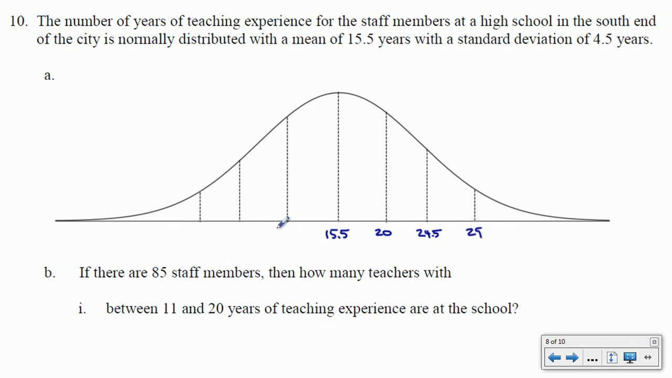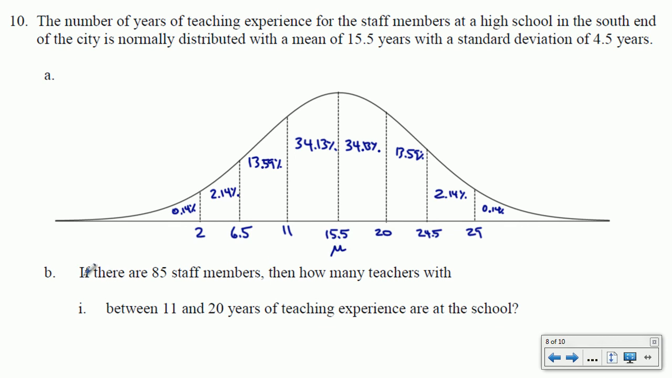In the other direction, we have 11, 6.5, and 2. And the percentages for each of these segments, 34.13% here, 34.13% here, 13.59% there, 2.14% here, and 0.14% here. And it's basically the same in the other direction. And we can label the mean with a mu.